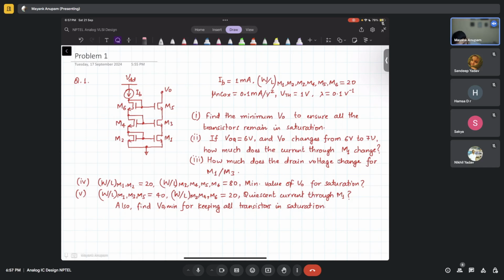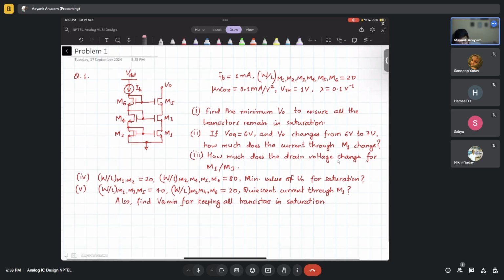The very first part is simple, right? How much should be the minimum V naught to ensure all transistors are in saturation? That is very simple to do, right? Tell me, what will be the V naught minimum for the transistors to be in saturation? How will you do it? How did you solve it? 3 VGS minus threshold.